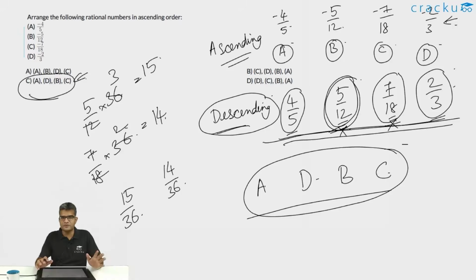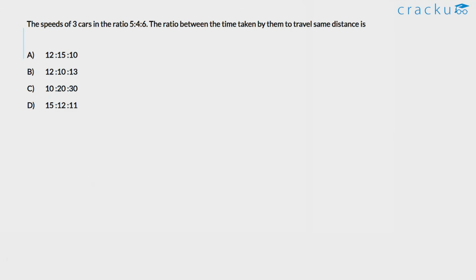Here we put 1 by 2 because that is an easy way to separate some big numbers from some small numbers. The big numbers are 4 by 5 and 2 by 3. The small numbers are 5 by 12 and 7 by 18. Amongst 4 by 5 and 2 by 3, we can figure out that 4 by 5 is greater than 2 by 3. So we have the first 2 numbers. Amongst 5 by 12 and 7 by 18, we compared the denominators and multiplied with the LCM to figure out that 5 by 12 is greater than 7 by 18. Anyway, the answer for this is A, D, B, C, which is option A.